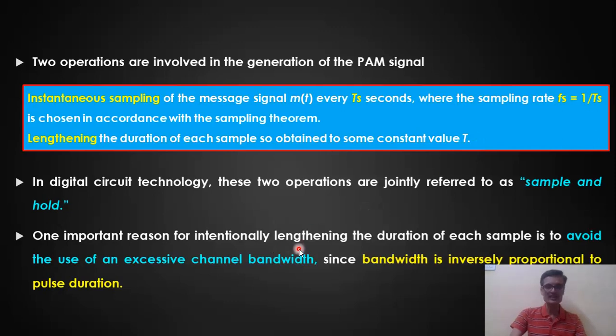Why is it required? Because we have to avoid an excess of channel bandwidth. Otherwise, if I go with the delta functions, we need infinite bandwidth. As you know, the bandwidth is inversely proportional to the pulse duration. So to reduce the bandwidth, we have to maintain the sample for a small time interval, so that you can get flat top samples.